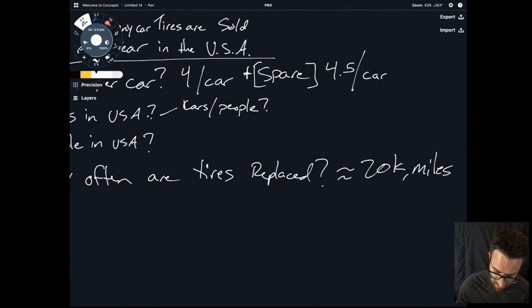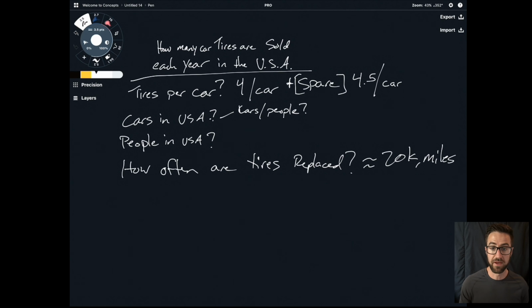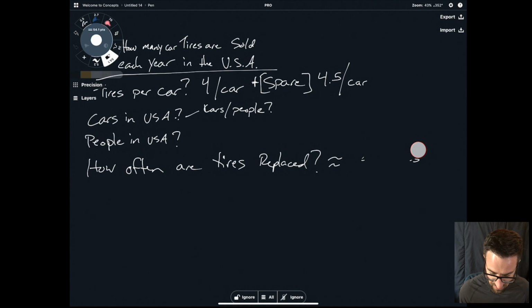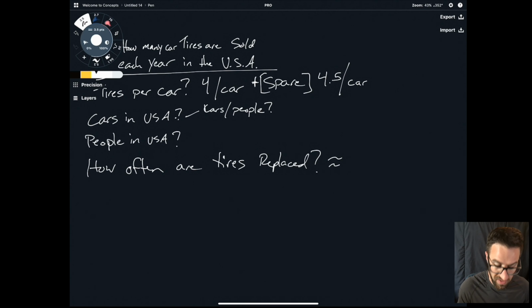20,000 miles is when you replace tires. Okay? That may be accurate, that may not be. Not everyone does it at 20,000 miles. In fact, I'm thinking, you know what? People like to push the envelope. We're going to push closer to 30,000.